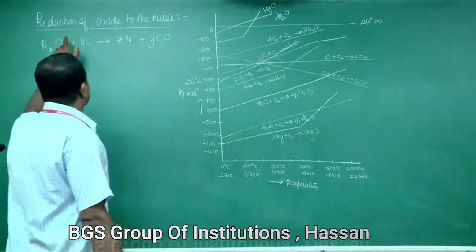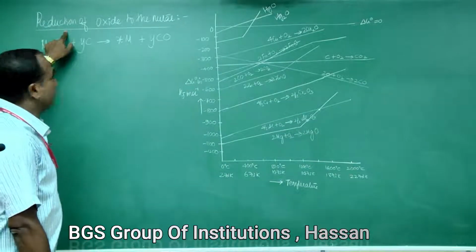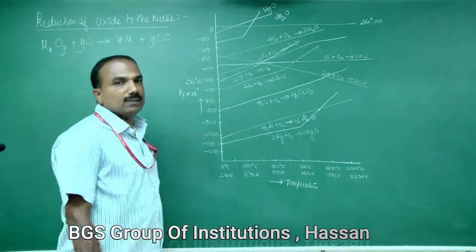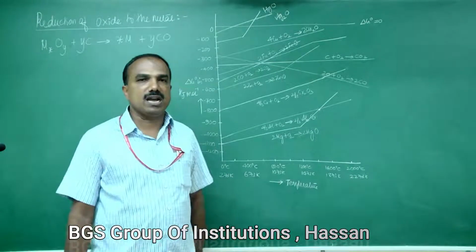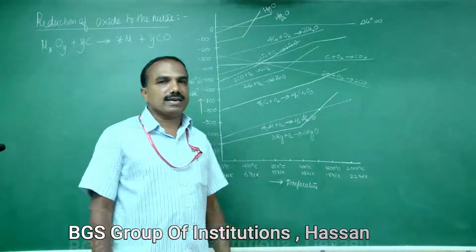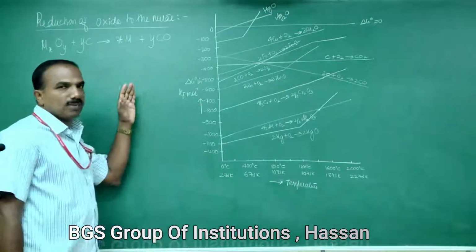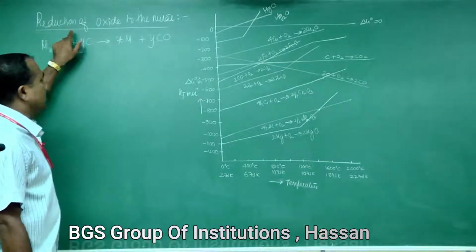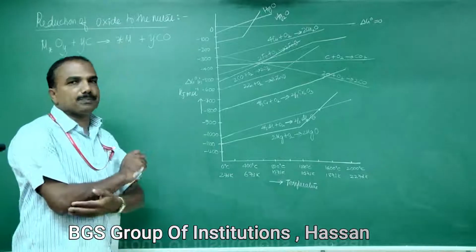So today the next topic is reduction of oxide to the metal. Yesterday I explained isolation of the concentrated ore, that includes two methods, that is calcination and roasting. So next is reduction of oxide of the metal.